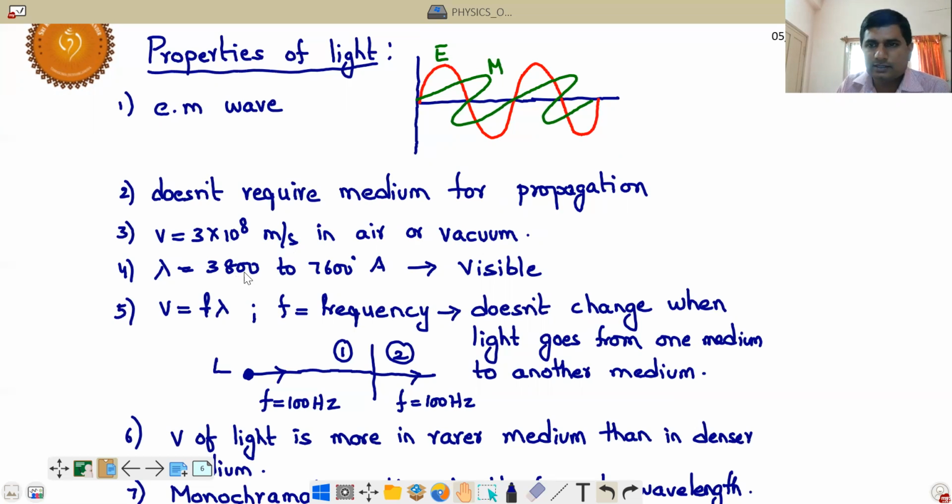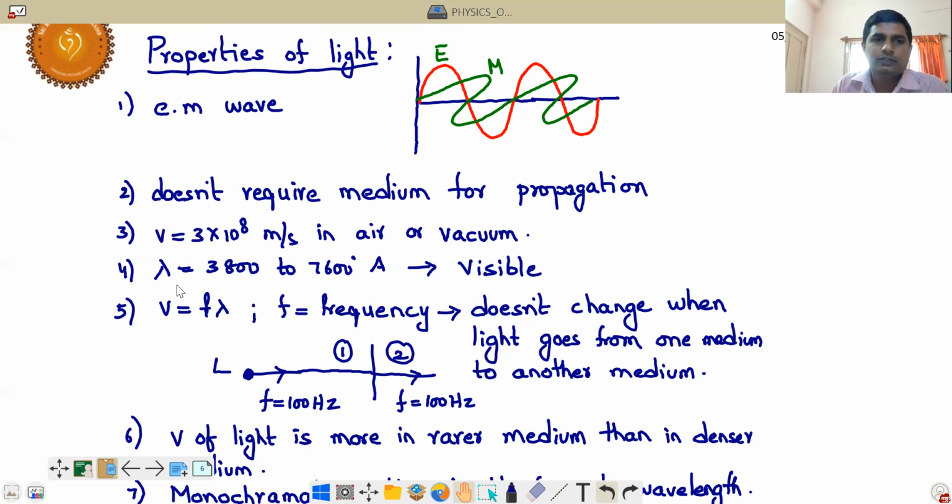And the wavelength of visible light is 3,800 to 7,600 angstroms. Less than 3,800, it's called infrared region, and more than 7,600 angstroms, that region is called ultraviolet region. Sorry, I said it wrong. Less than 3,800 angstroms is the ultraviolet region, and more than 7,600 is the infrared region. And this is the wavelength range for visible light.